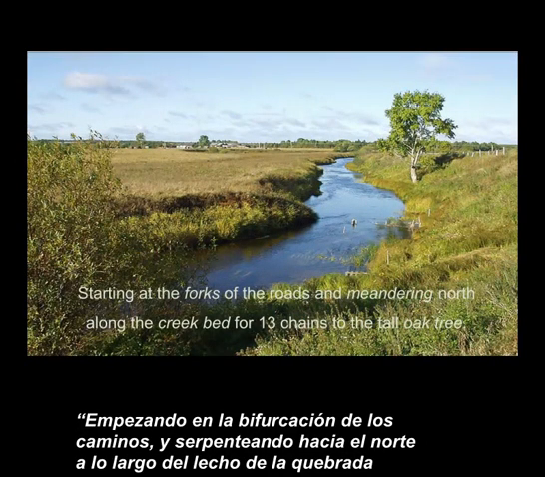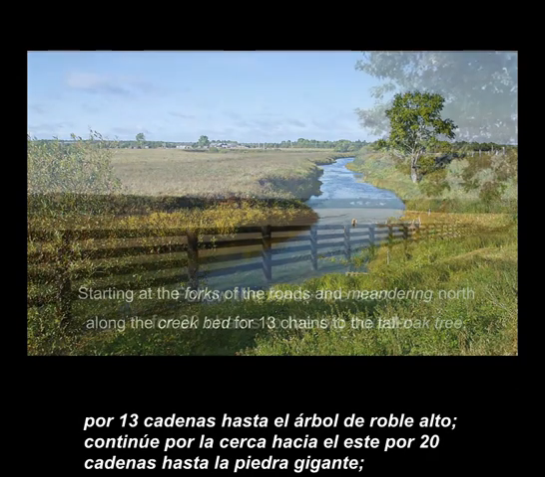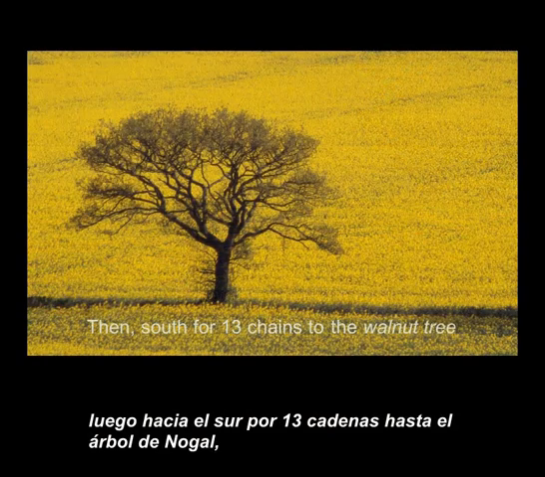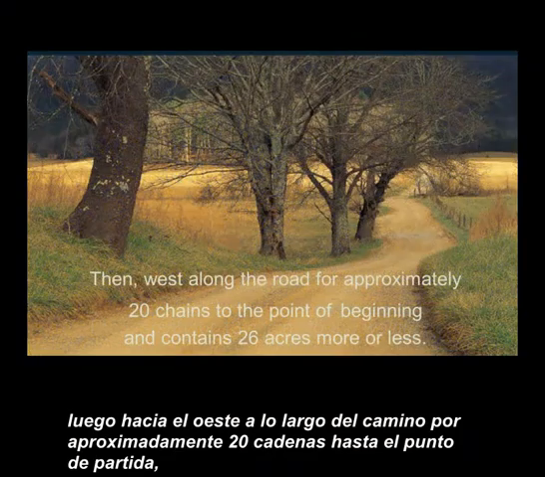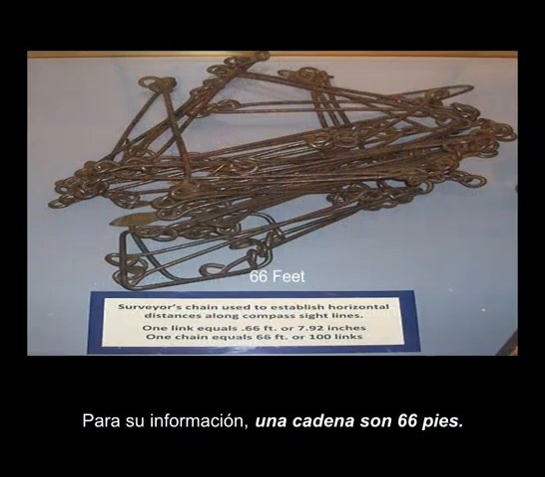In the pioneer days, a legal description could read, starting at the forks of the road and meandering north along the creek bed for 13 chains to the tall oak tree. Follow the fence line east for 20 chains to the big boulder, then south for 13 chains to the walnut tree, then west along the road for approximately 20 chains to the point of beginning, and it contains 26 acres, more or less. For your information, a chain is 66 feet.